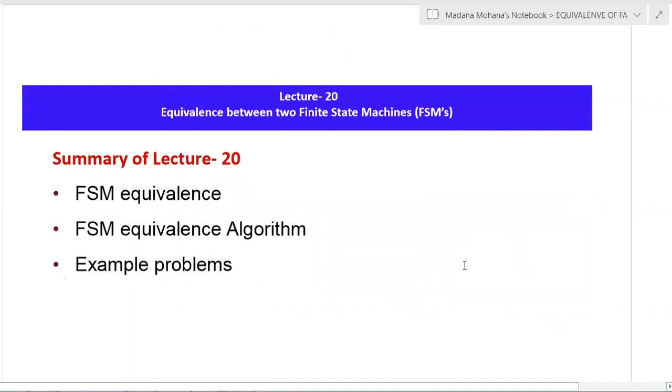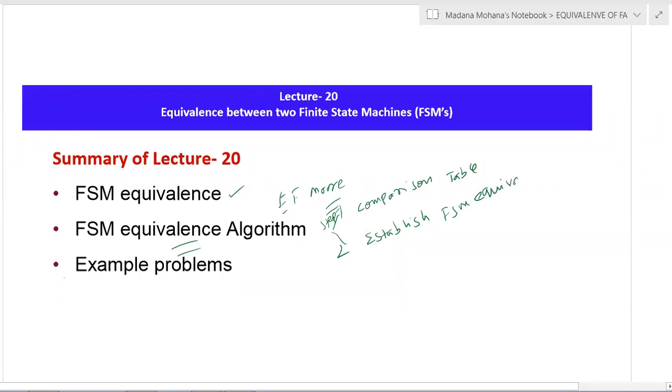Now we stop here. Now we will review the summary of what we discussed. First we discussed what FSM equivalence is according to E.F. Moore. Then the FSM equivalence algorithm has two steps. Step 1, comparison table construction. Step 2, establish equivalence of FSMs. So according to this algorithm, we demonstrated two example problems.